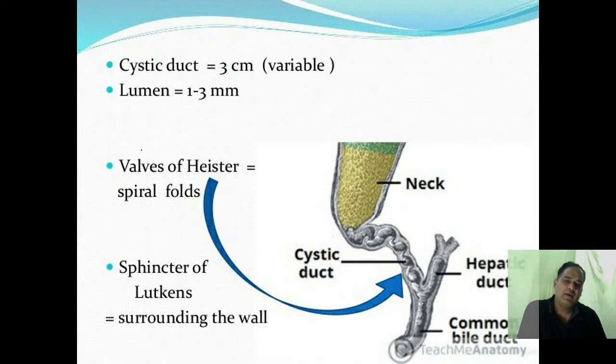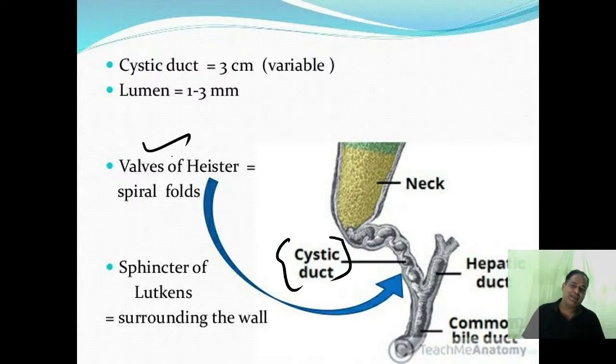Now, you see here. We will speak about the stones later, but let's have a very quick look at the anatomy. You see, the cystic duct is not a simple structure. It has the spiral valves of Heister, so they may open or close it. Now it also has the sphincter of Lutkens.